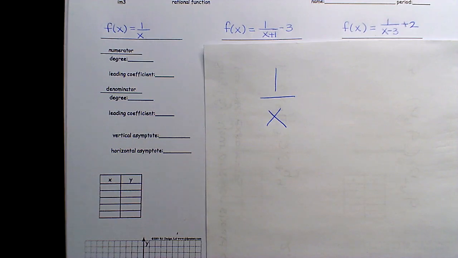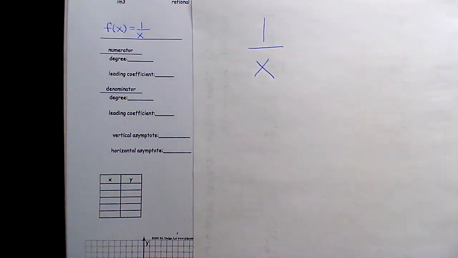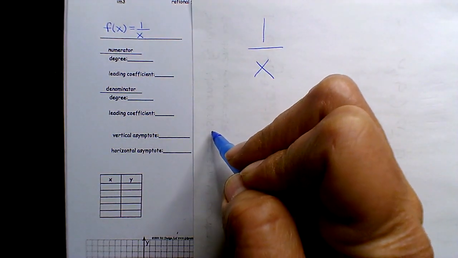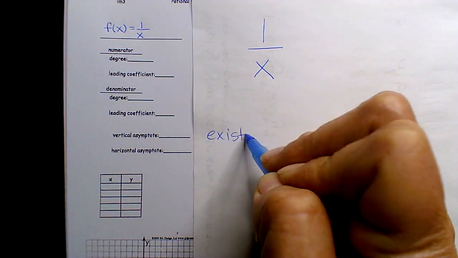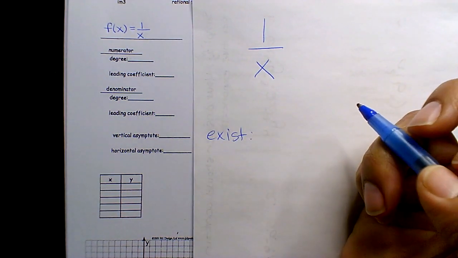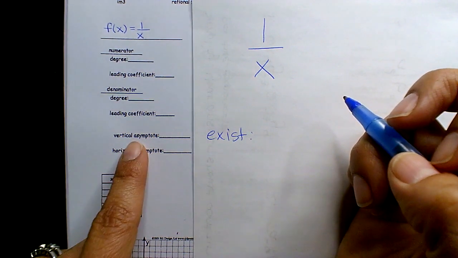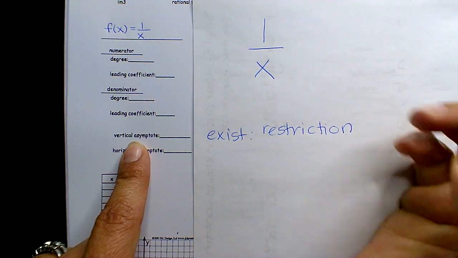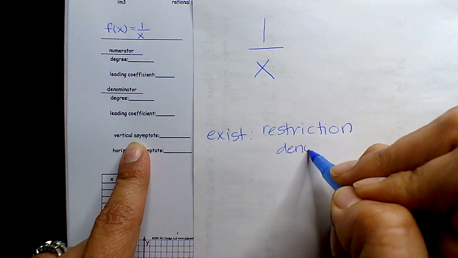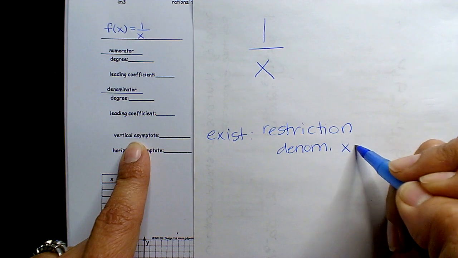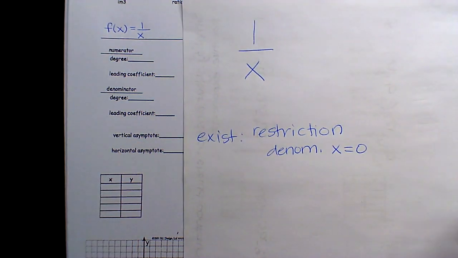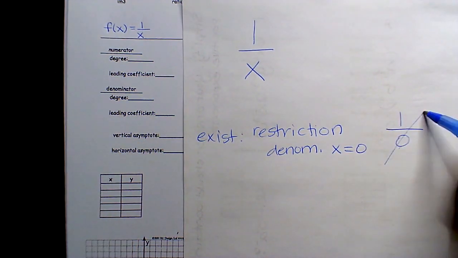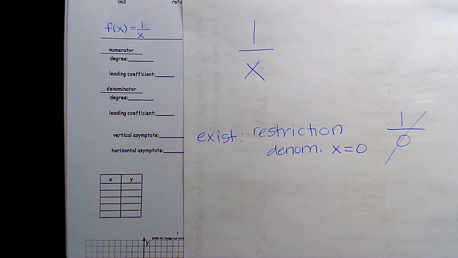All right, first off, let's just talk about your vertical asymptote. Look, your vertical asymptote here is going to exist wherever you have a restriction. These are your restrictions, and on a vertical asymptote, your restriction or your boundary is your denominator when x is equal to 0. Remember, you cannot divide by 0, right? It's undefined. You cannot divide by 0.